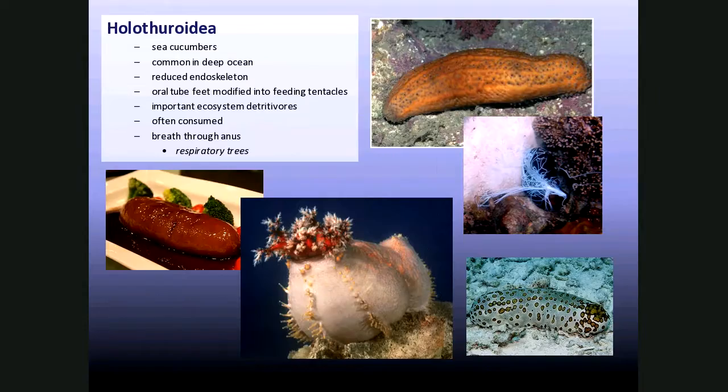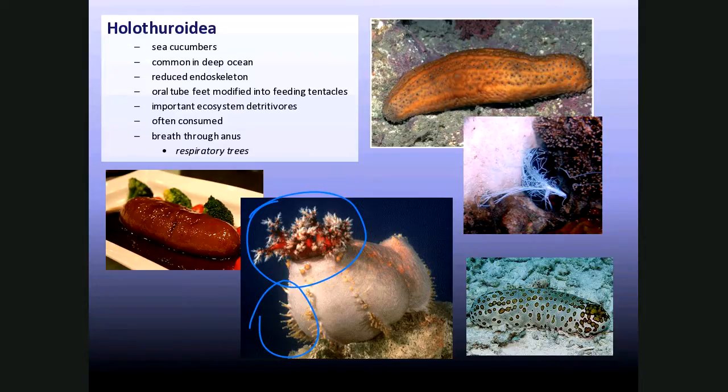And the last group are the Holothuroidea, or the sea cucumbers. These are very often deep ocean organisms. A reduced endoskeleton, they're very soft and spongy. The oral tube feet have been modified into feeding tentacles. They're right there. Those are feeding tentacles. You can even see some tube feet on this sea cucumber here as well. And these aren't predators or carnivorous. They're detritivores, so they feed on that decaying material that you might find at the bottom of the ocean.